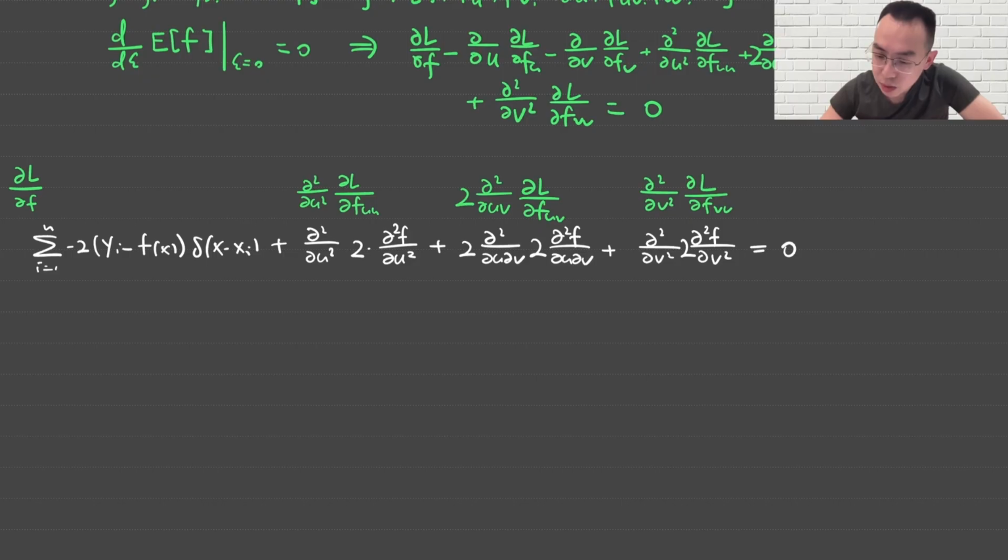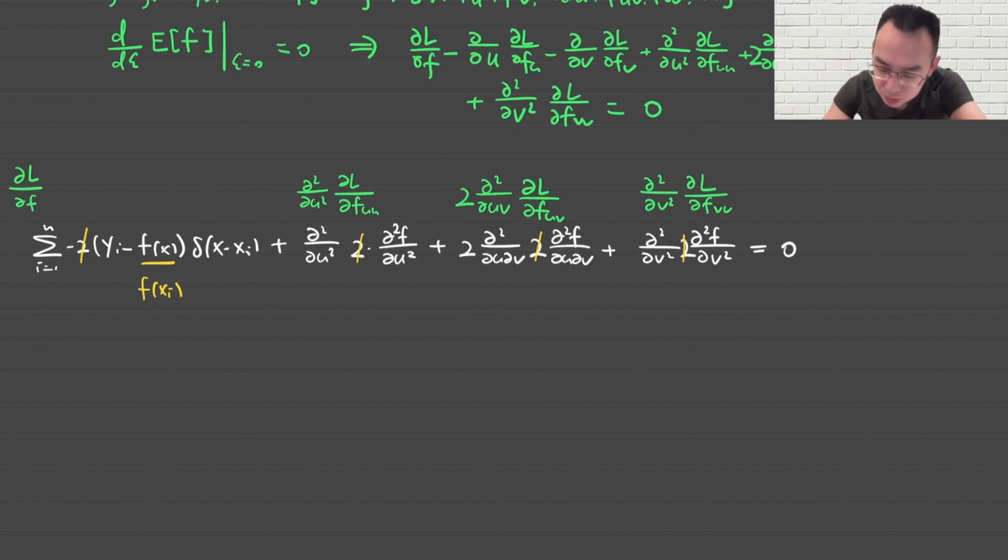Now what do we do? Let's simplify this even more. First, we can cancel out the 2, so that's easy. The other thing is that for this f of x, we can replace it with f of x_i, because remember that we are multiplying with a delta function, and the delta function only takes a non-zero value when x equals x_i. Otherwise it is zero anyway, so we can just replace that. That's not going to affect it.